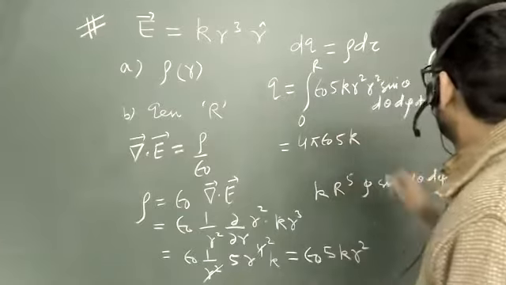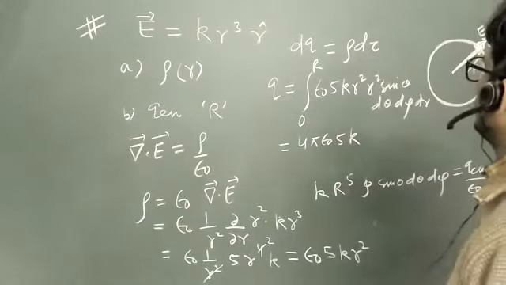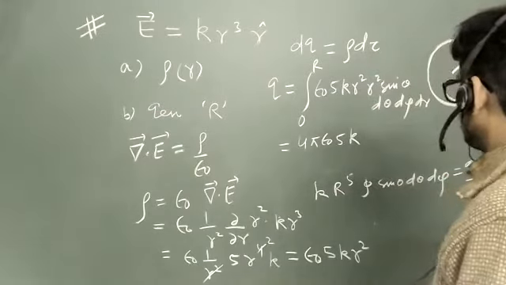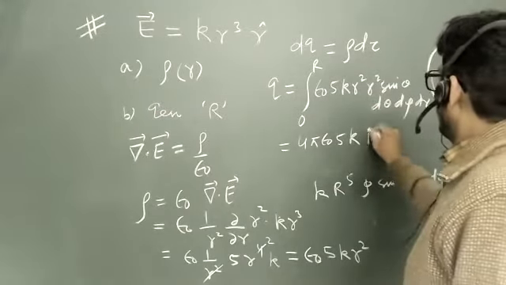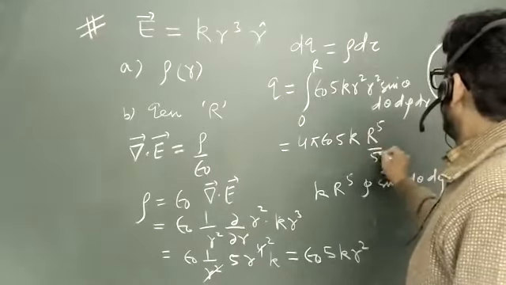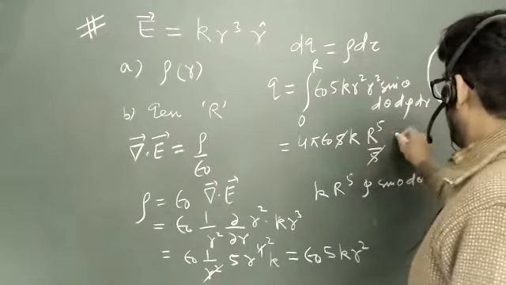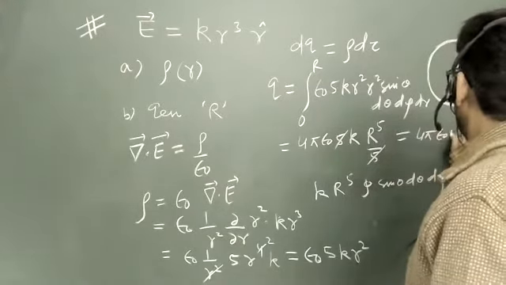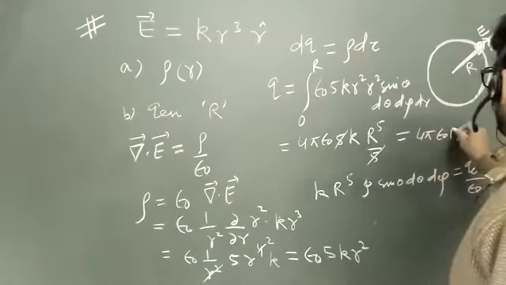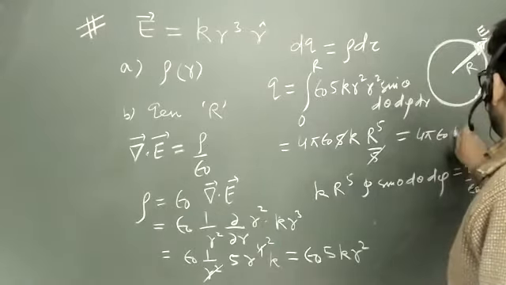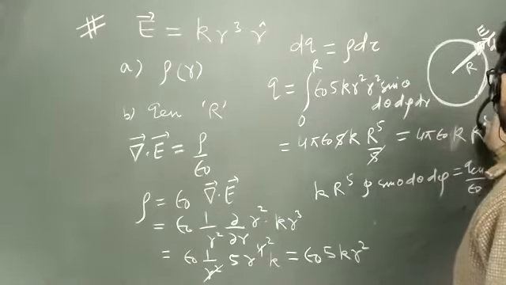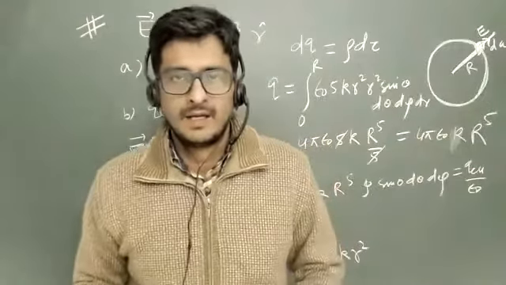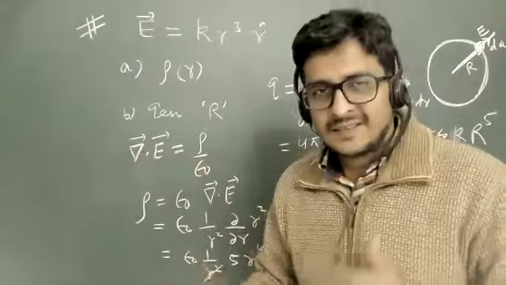All this will come out and this will become r to the power 5 by 5. So it will become capital R to the power 5 divided by 5. The 5 will cancel and you will get 4 pi epsilon naught k R to the power 5, right? So are you seeing everything is the same?